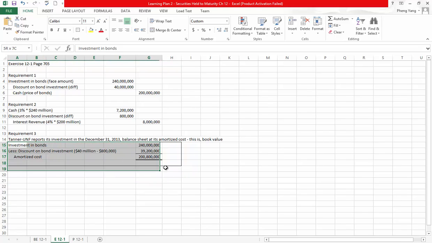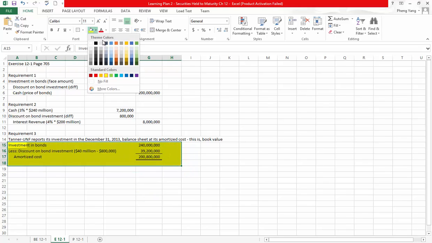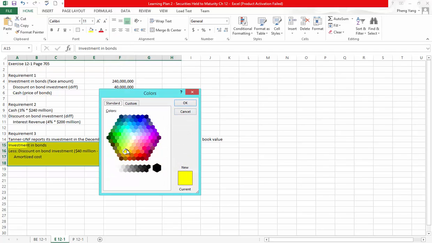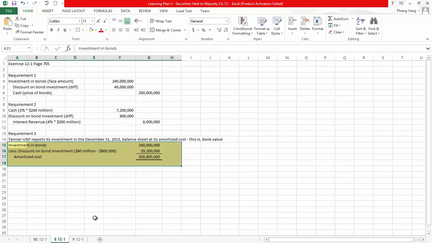And let me just highlight this and color code it so you can see. Oh, that's really bright. I'm going to make it a lighter color. Let's make it this color here. Okay, there. Doesn't hurt the eyes as much. So that's how that's going to look like in their balance sheet.